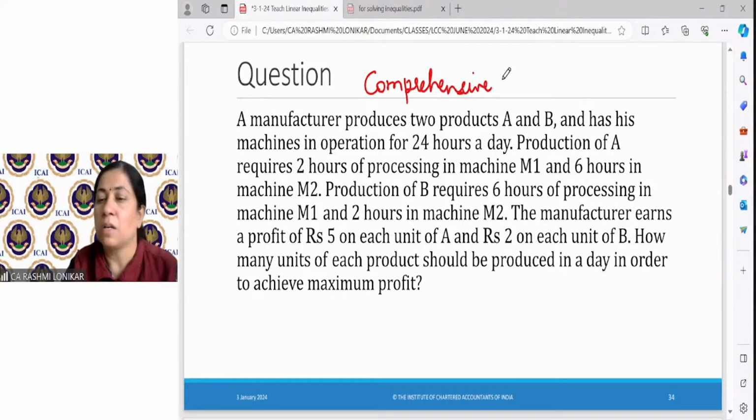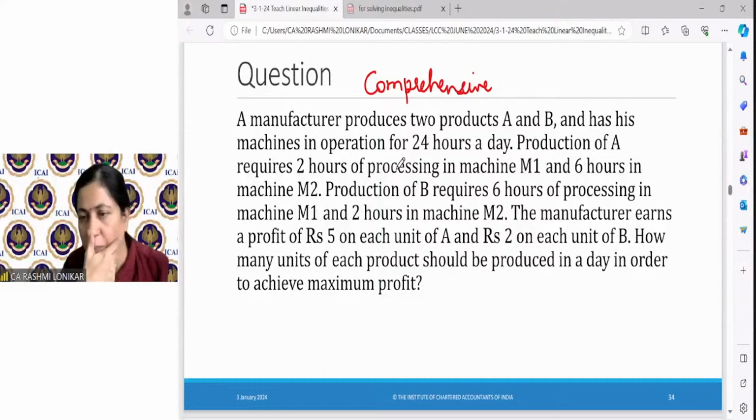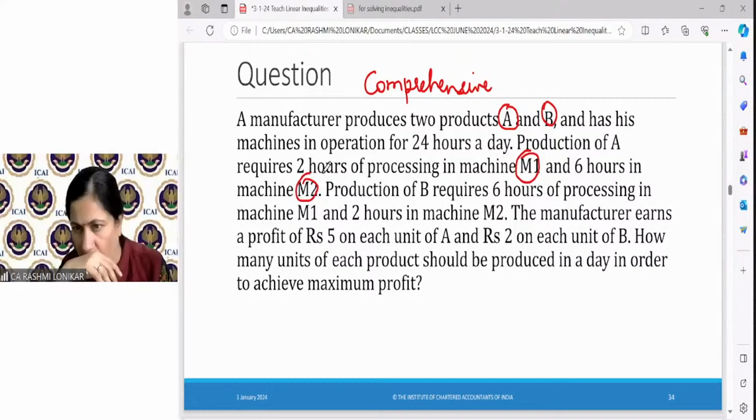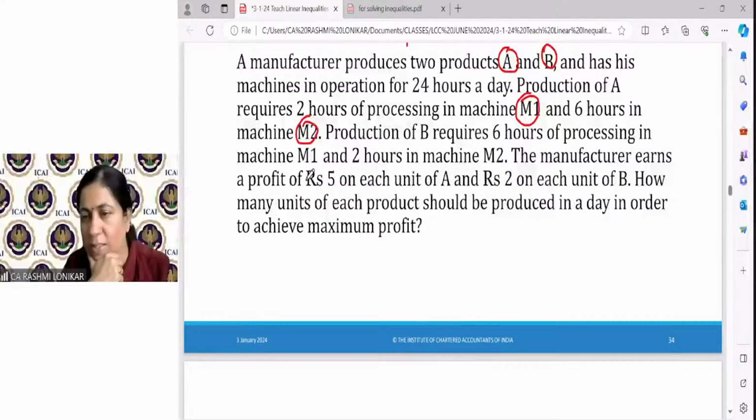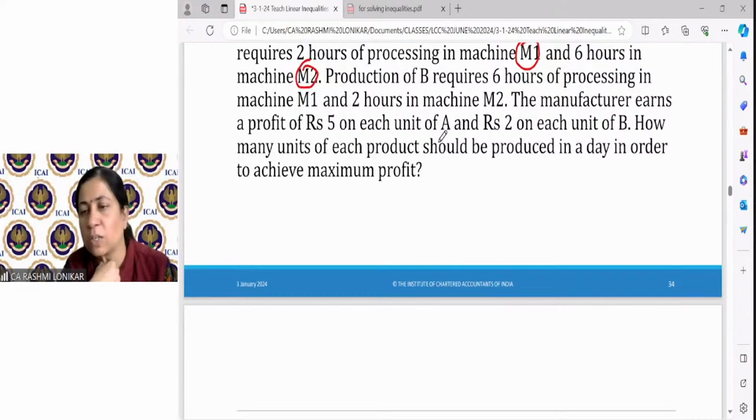Now, a manufacturer produces 2 products A and B and has his machines in operation 24 hours a day. The production of A requires 2 hours of processing in machine M1 and 6 hours in machine M2. So this is A, this is B, this is M1 and this is M2. Production of B requires 6 hours of processing in machine M1 and 2 hours in machine M2. The manufacturer earns a profit of 5 rupees on each unit of A and 2 rupees on each unit of B. So my Z is equal to 5X plus 2Y.